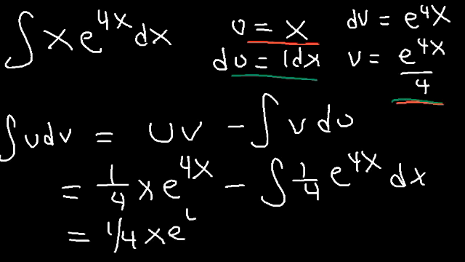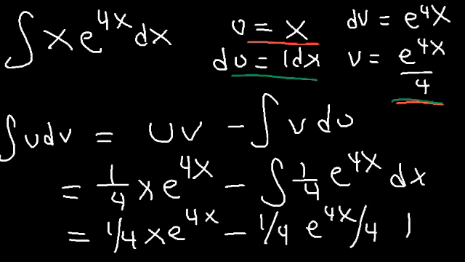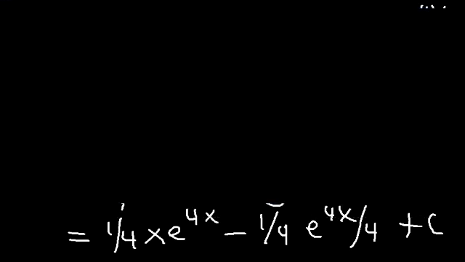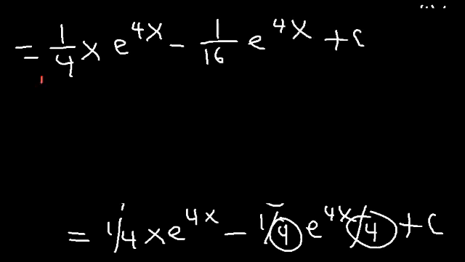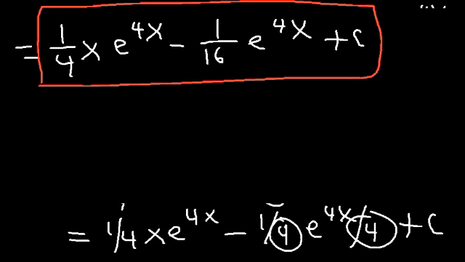So the antiderivative of e to the 4x is just e to the 4x divided by 4, and then plus c. So now we could write the final answer, which is 1/4 x e to the 4x minus 4 times 4 is 16, so 1/16 e to the 4x plus c. So that's integration by parts.